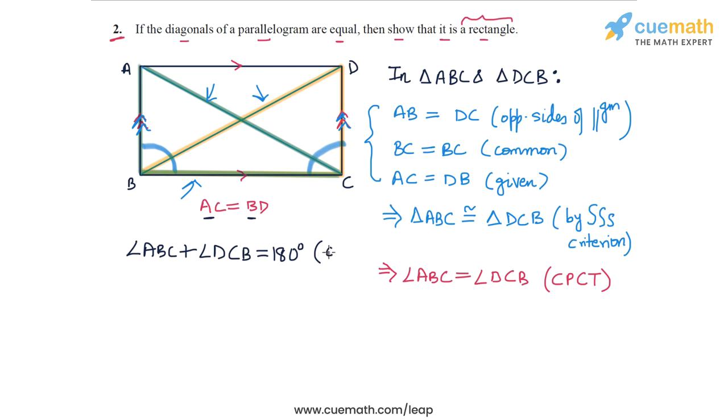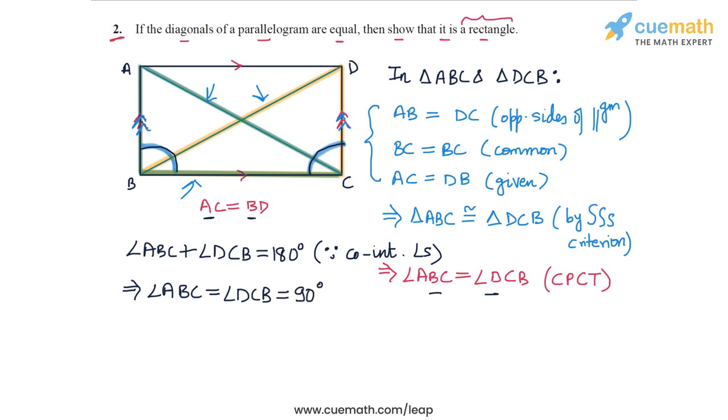Now we also have angle ABC plus angle DCB equal to 180 degrees, because this is a pair of co-interior angles, right? So this angle ABC and this angle DCB are a pair of co-interior angles. So their sum is 180 and they are equal also. And from here we can conclude that this is possible if ABC and DCB are both equal to 90 degrees.